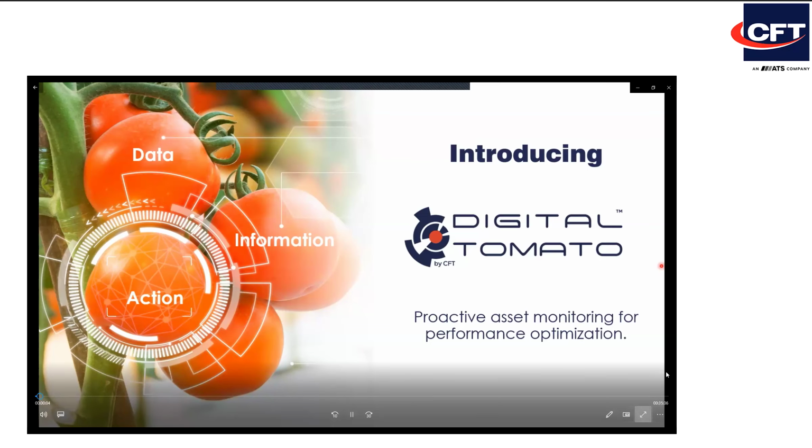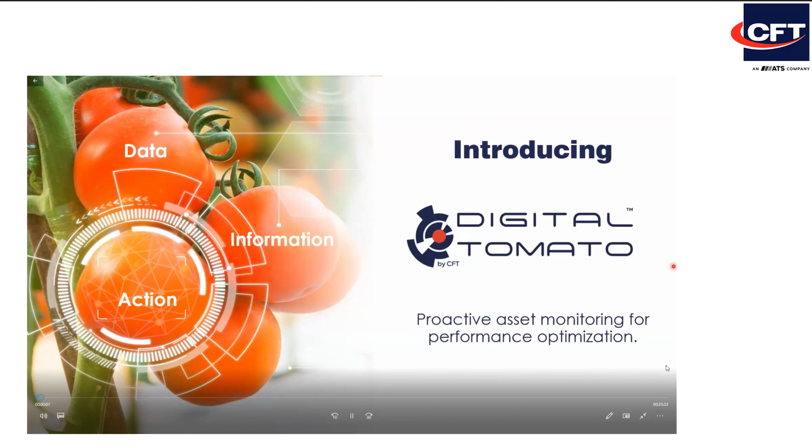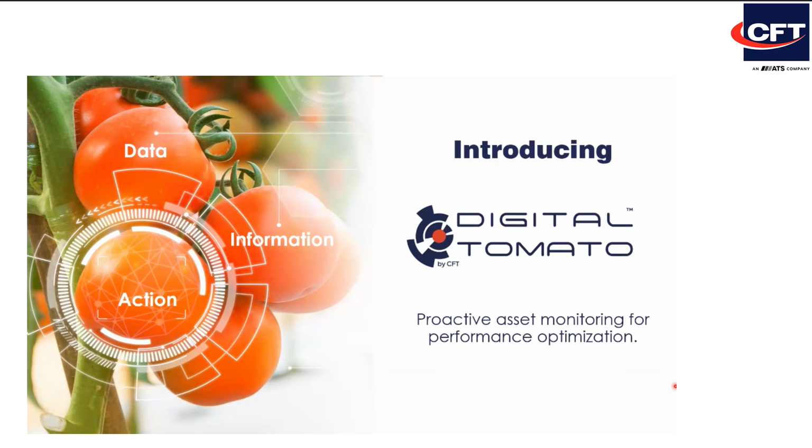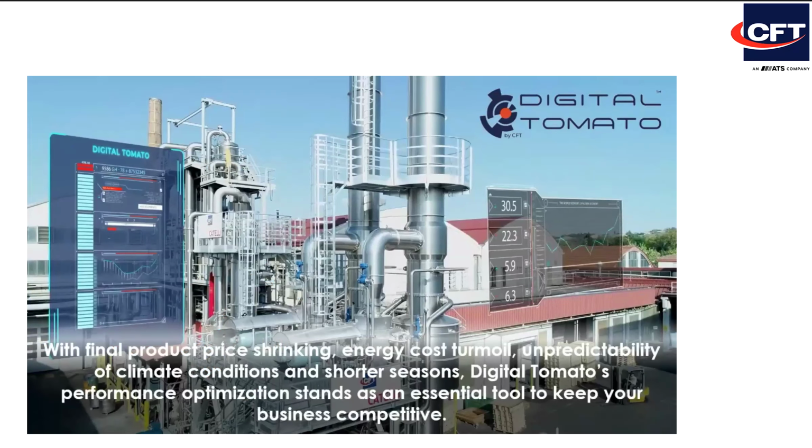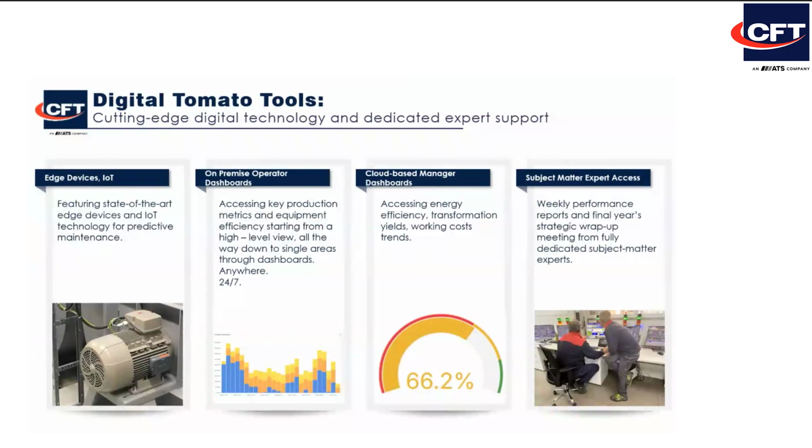Perfect. So let's get started introducing the Digital Tomato, proactive asset monitoring for performance optimization. With the final product price shrinking, the energy cost turmoil, as well as the unpredictability of climate conditions and shorter seasons, the Digital Tomato's performance optimization stands as an essential tool to keep your business competitive.